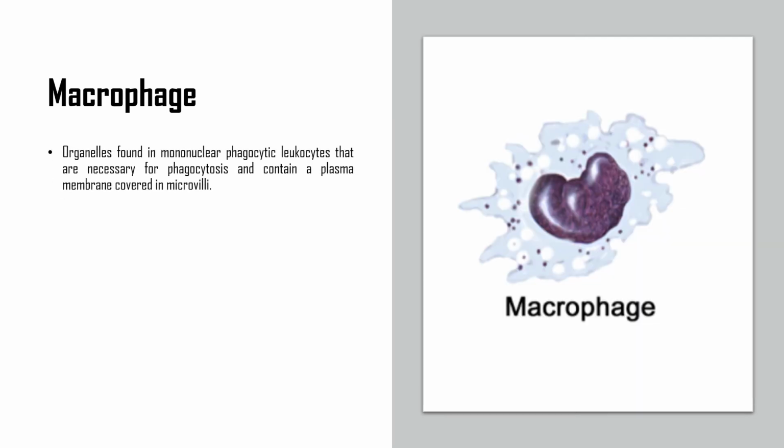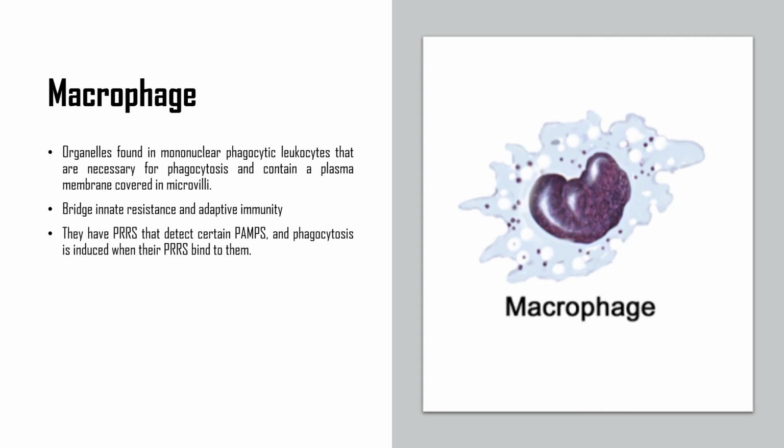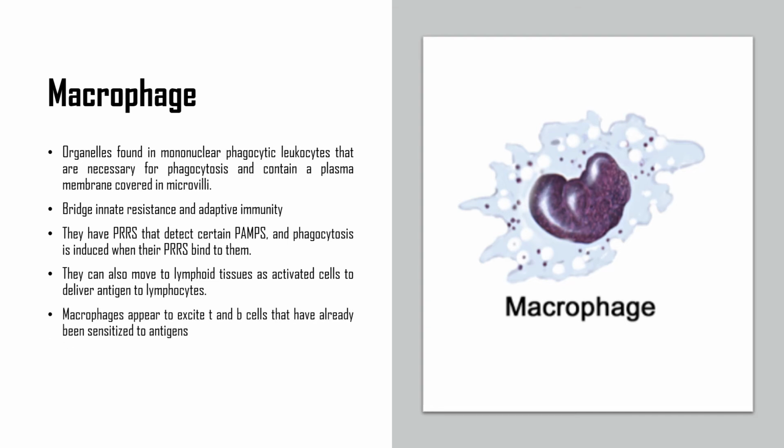Macrophages are cells found among the mononuclear phagocytic leukocytes that are necessary for phagocytosis and contain a plasma membrane covered in microvilli. They bridge innate resistance and adaptive immunity. They have PRRs that detect certain PAMPs, and phagocytosis is induced when their PRRs bind to them. They can also move to lymphoid tissue as activated cells to deliver antigens to lymphocytes.